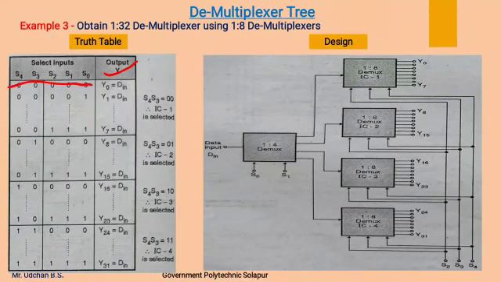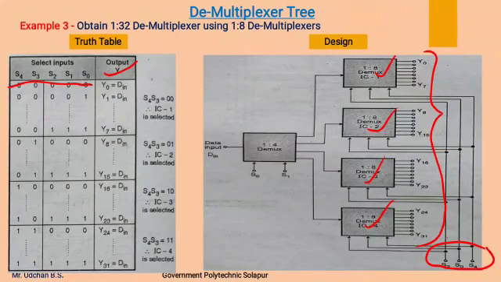Now we have to use 1:8 demultiplexers over here. So to have 32 output lines, we have to use 4 1:8 demultiplexers, which will form 32 output lines. These are the 32 output lines. Each 1:8 demultiplexer has 3 select lines, which are shorted together to form common select lines S2, S1, S0.